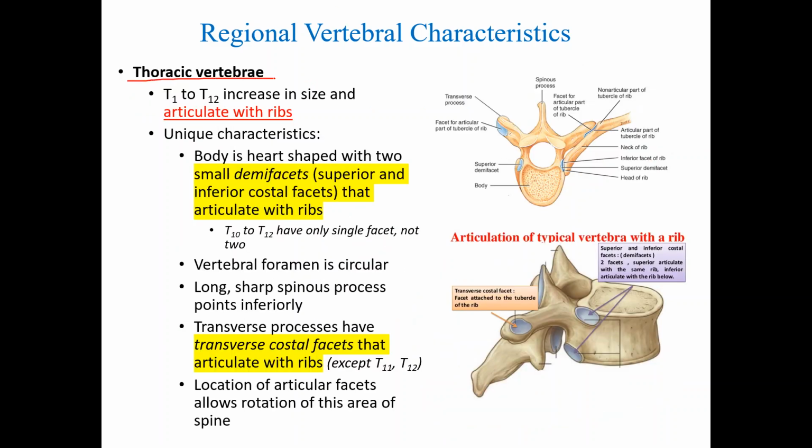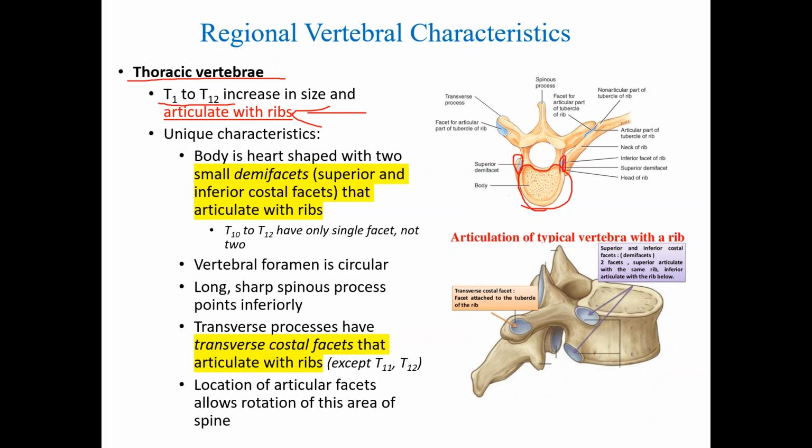All right, now we're going to talk about the thoracic vertebrae, which span from T1 to T12. They increase in size as we move down, and they articulate with the ribs, okay? Now they have unique characteristics that we're gonna pretty much dissect. The body is kind of like heart-shaped. You see the heart there. And the body presents facets.